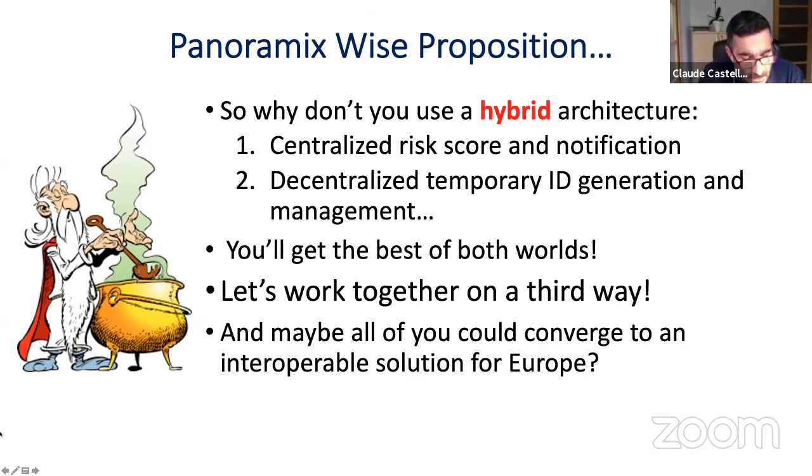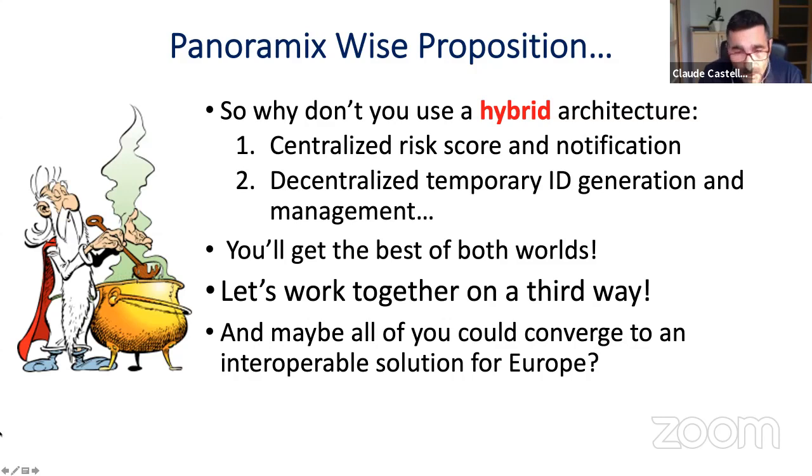So Panoramix, the wise guy, thought about it, and then he came back with a proposition. So why don't we just use a hybrid architecture where we centralize the risk score and notification, but we decentralize the temporary ID generation and the management, right? If we do that, basically we get the best of both worlds. So let's work together on a third way.